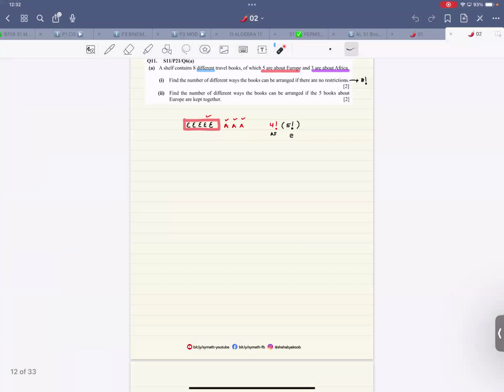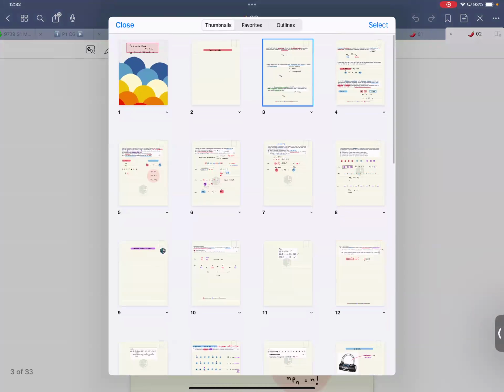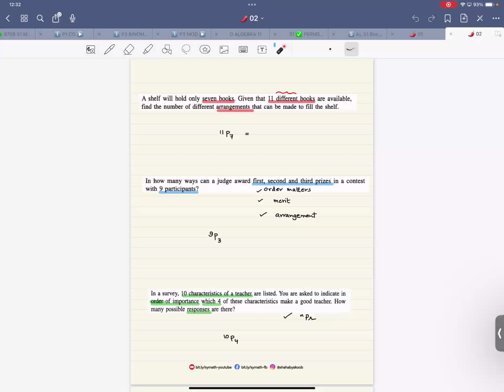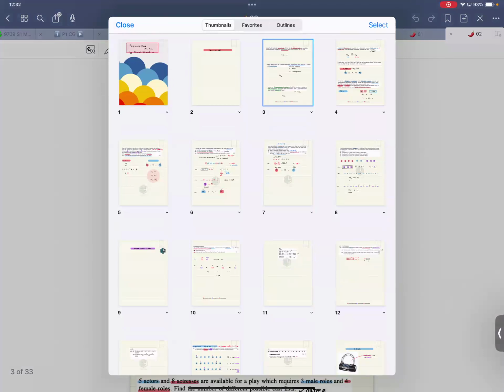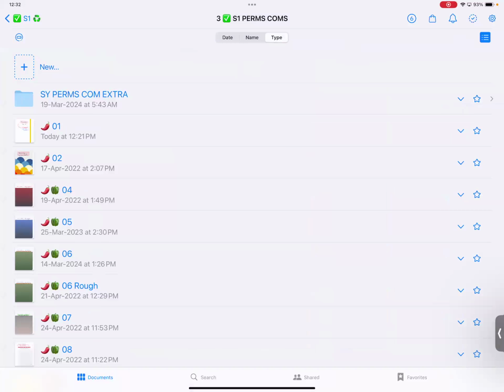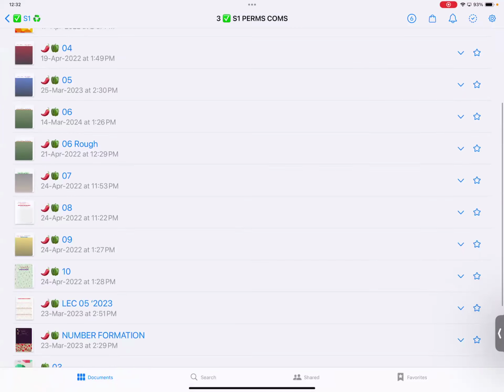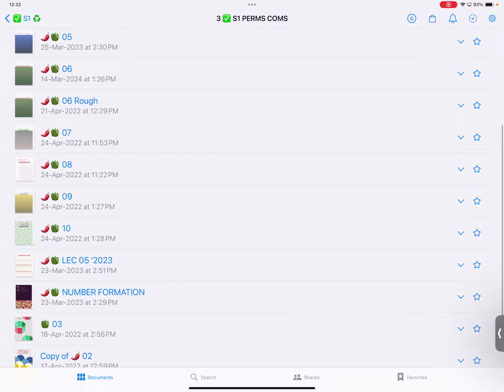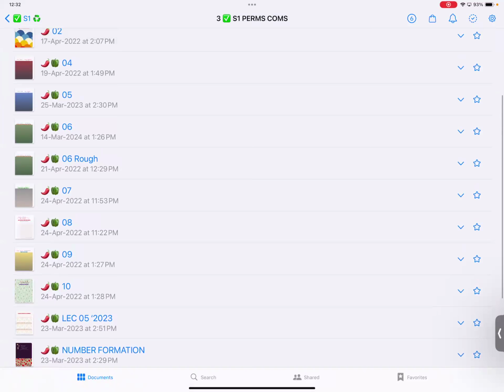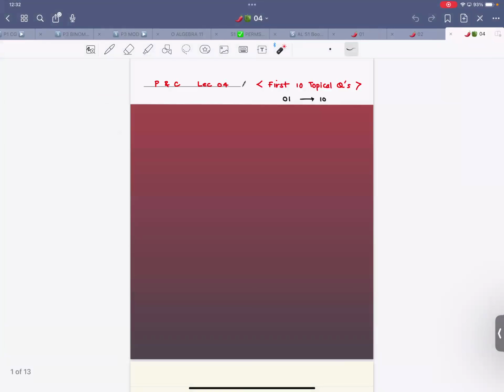So now this is about basic type of questions. No, I don't need this one. That is too basic. And then I have the 3-1. I think that is permutation. Number formation we've done. I think let me pick this one.